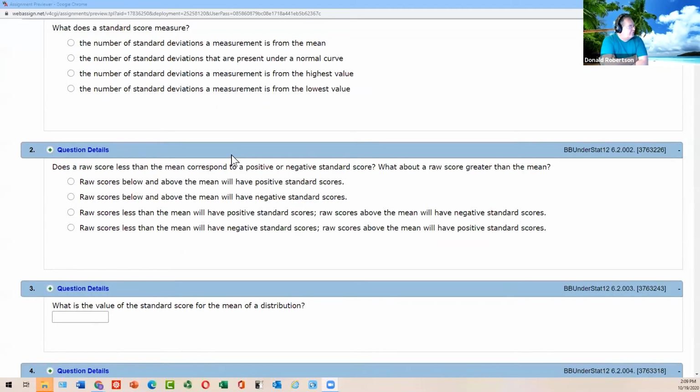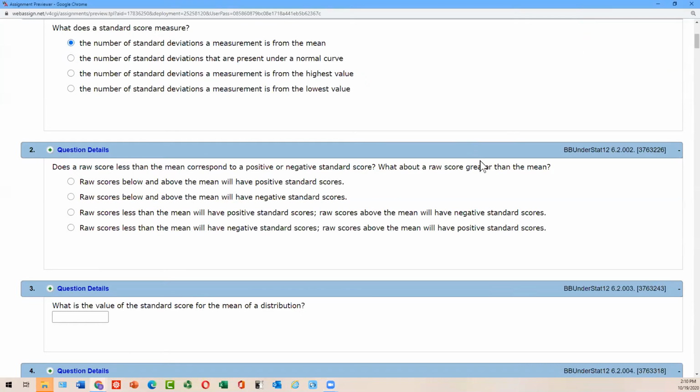What does a standard Z-score measure? It measures the number of deviations a measurement is from the mean. So if you have a Z-score of 2, that means that you are 2 standard deviations away from the mean, positive side. Negative 2 means you're 2 standard deviations less than the mean.